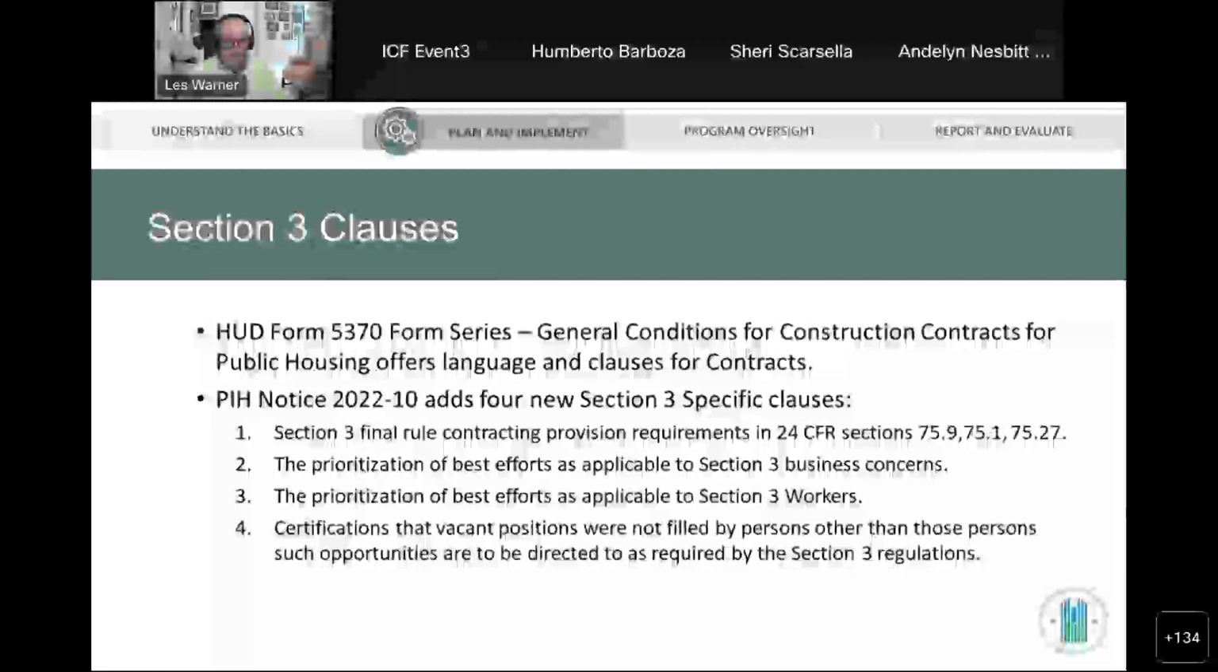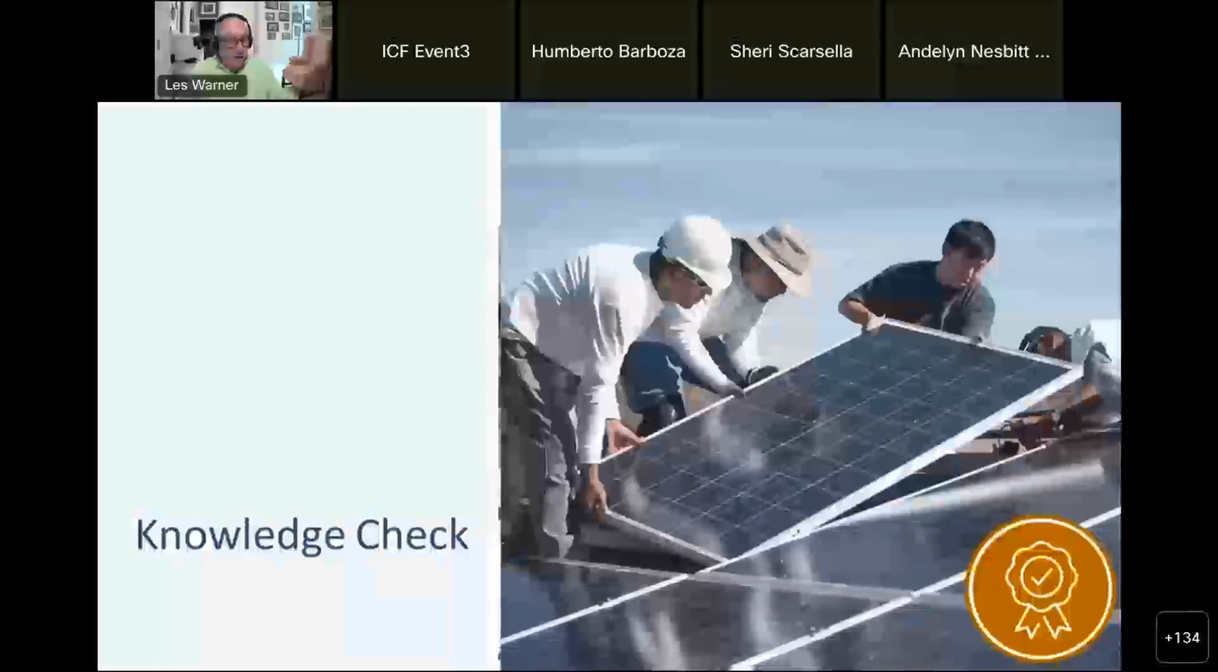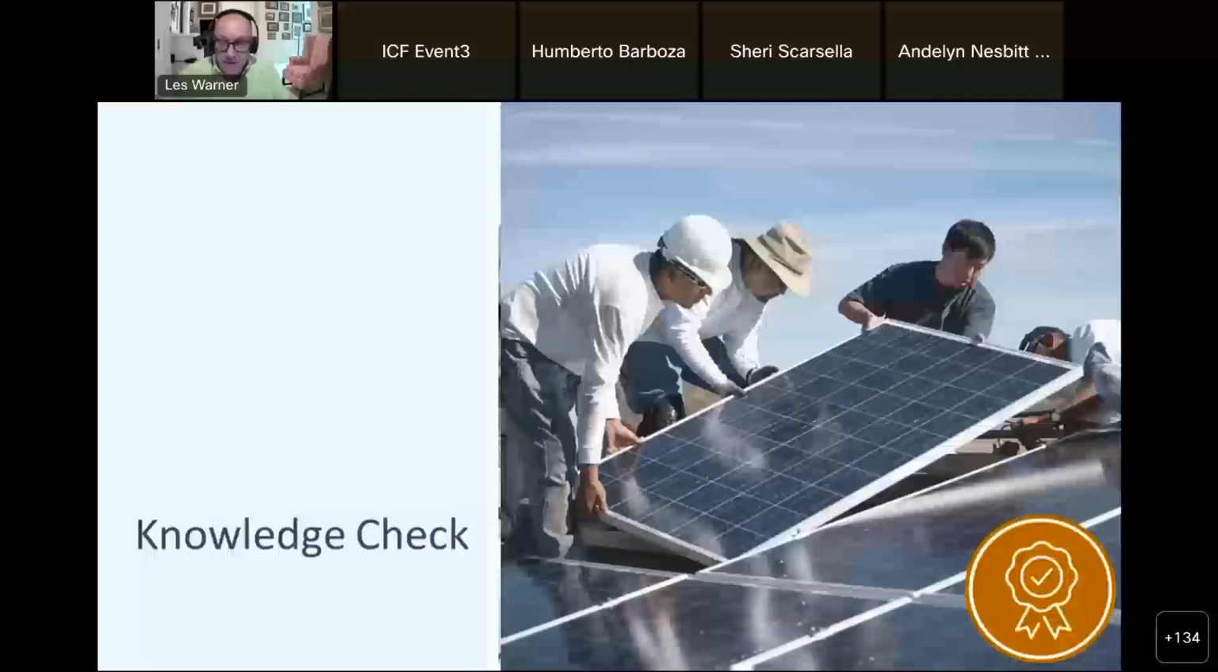All right, so we're going to switch gears for a moment here and do a knowledge check. So John's going to pull up our first knowledge check. Oh, he's fast. Very good. So this is a true or false question. A Section 3 worker can self-certify that they participate in a means-tested program such as public housing or Section 8 assisted housing. So if you'll mark true or false on this and hit the submit button.